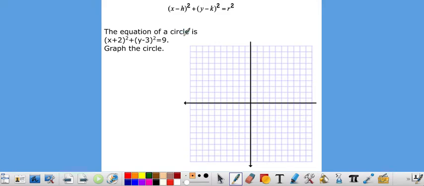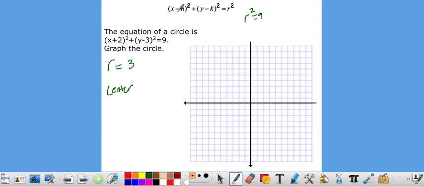So here we're told the equation of a circle is (x plus 2) squared plus (y minus 3) squared equals 9. We're asked to graph the circle. To graph it, we're going to want to figure out what the radius is and what the center is. Now the radius is pretty easy because we know that r squared is equal to 9. So if r squared equals 9, that means r has to equal 3 because 3 squared is equal to 9.